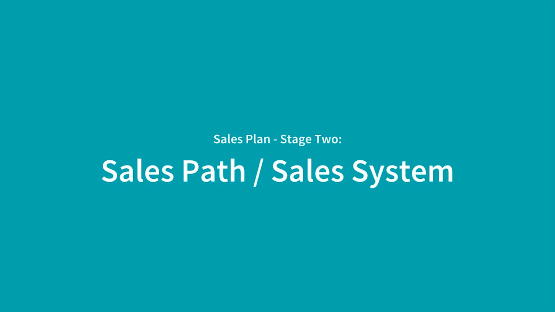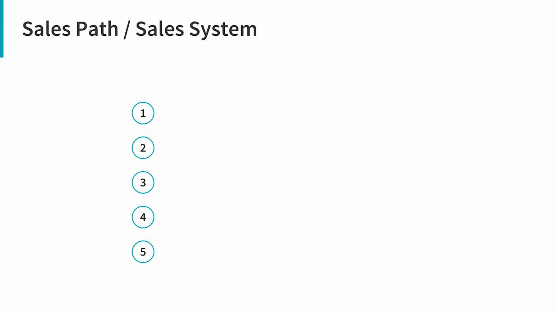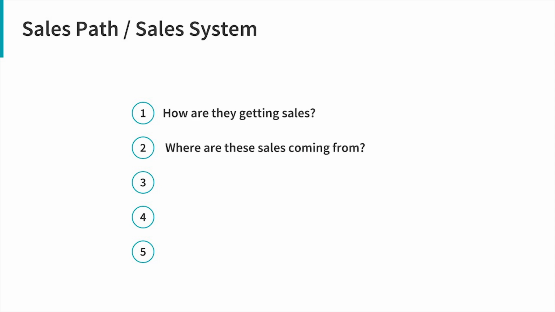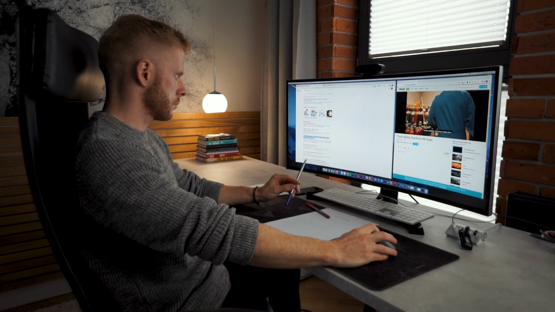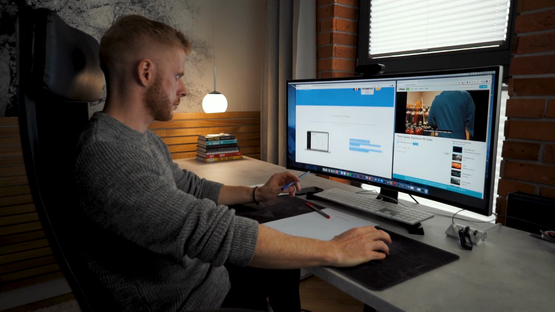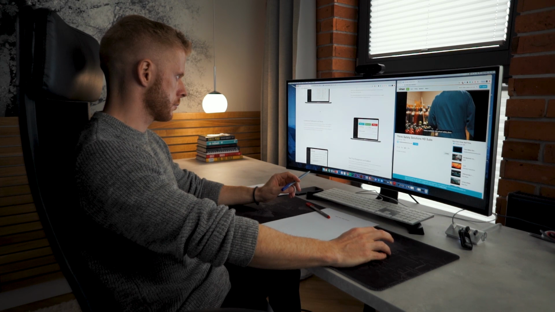Okay, section 2 is their sales path or sales system. We want to look at how they're getting sales, what they're probably doing to get these sales, how they're reaching their potential customers, and how they're getting them to take action and purchase something. Now, a lot of this is guesswork. It's detective work. You're not going to know for sure. That doesn't matter. The important thing is that you do the research to the best that you can so that you're the best prepared you can be when you get on that sales call.